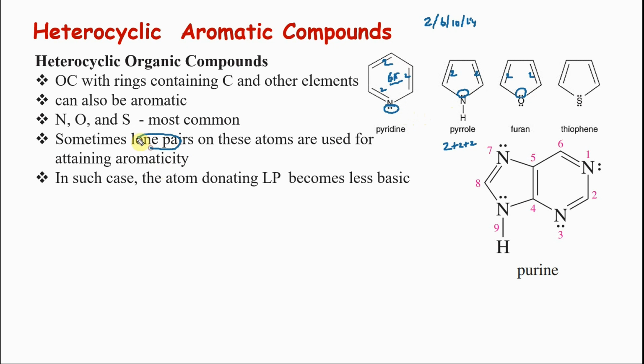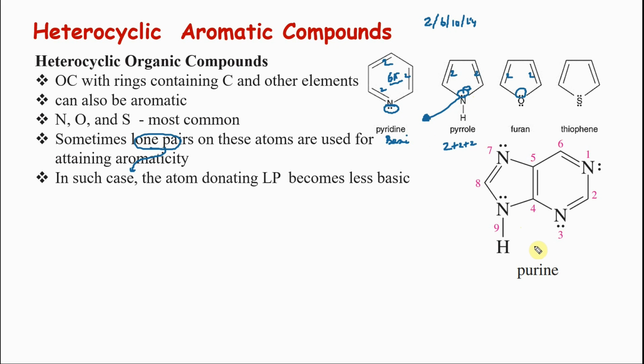If the lone pair is used, in such case the atom donating the lone pair becomes less basic. Okay, here since the lone pair is not used, pyridine is basic, whereas pyrrole is less basic. This is extremely important. They will ask the basicity order. Pyrrole is less basic because the lone pair is not given away. Giving it outside is what basicity is. We are going to see that basicity later. Okay, in a separate lecture we are going to talk about it. In inductive and resonance effect we will actually talk about basicity. At this point what you want to know is, if this lone pair can be given, it is basic; if it cannot be given, it is less basic.